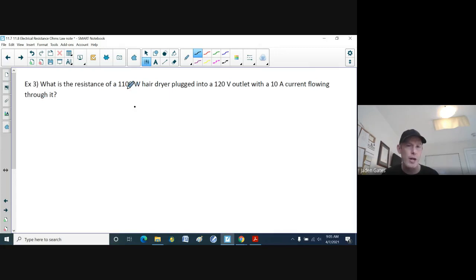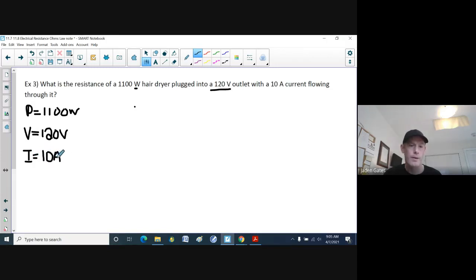All right, so here we go. The information we have: 1,100 watts, that is power. So that's our P value, 1,100 watts. Our outlet is 120 volts, so that is our voltage. Current, we have 10 amps. And what do we want to know? What is the resistance? So that is our R value.